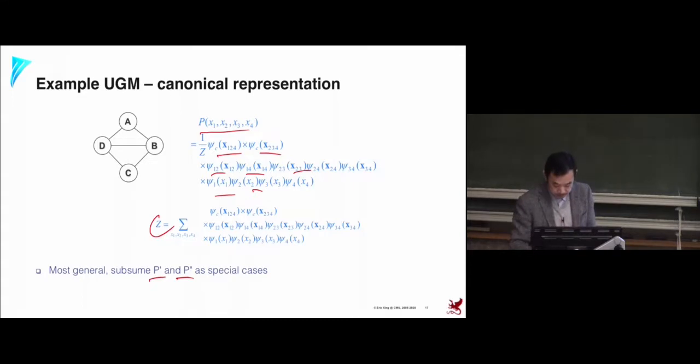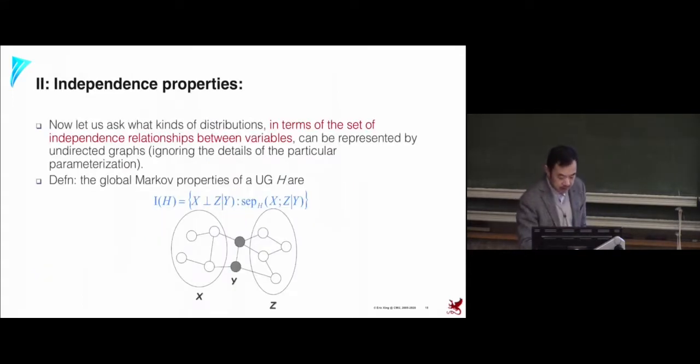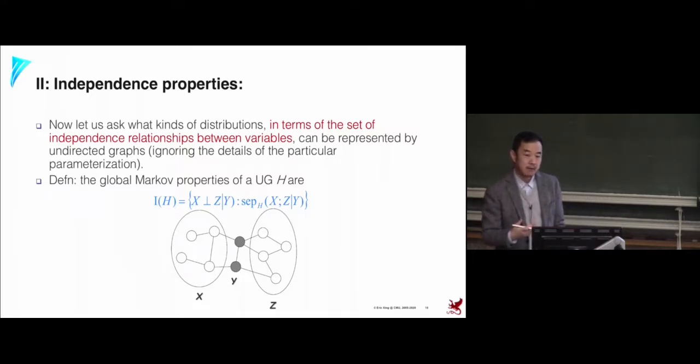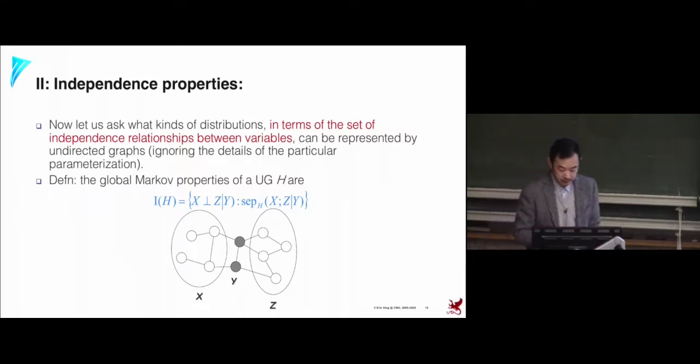Okay, so that's the structure part, and the representation part. The second part is what do you read from the graph or from the model in terms of independence properties? That's basically the question we asked in the first lecture.